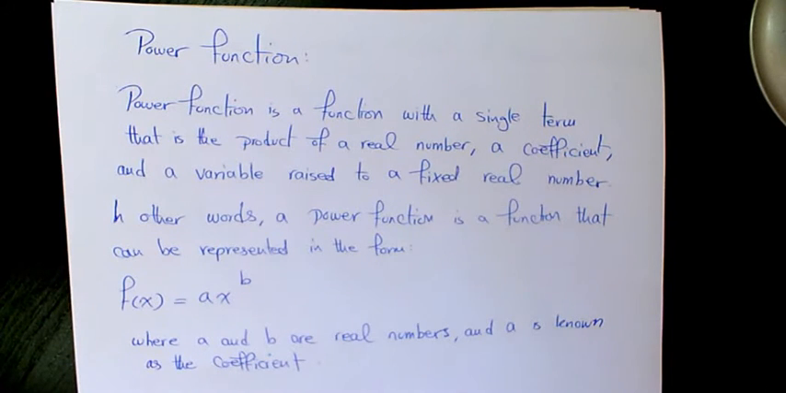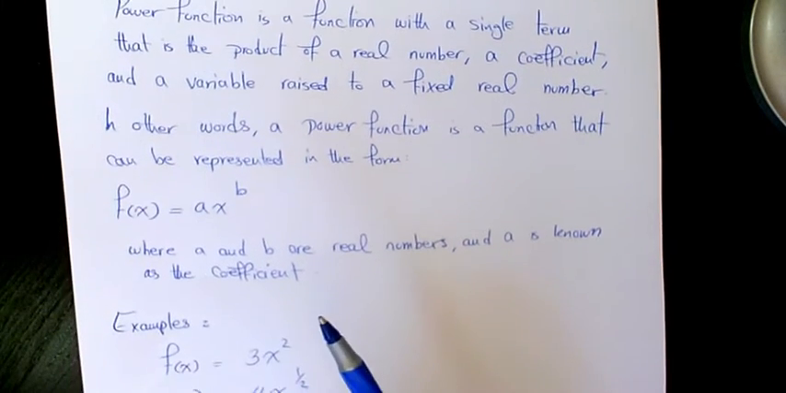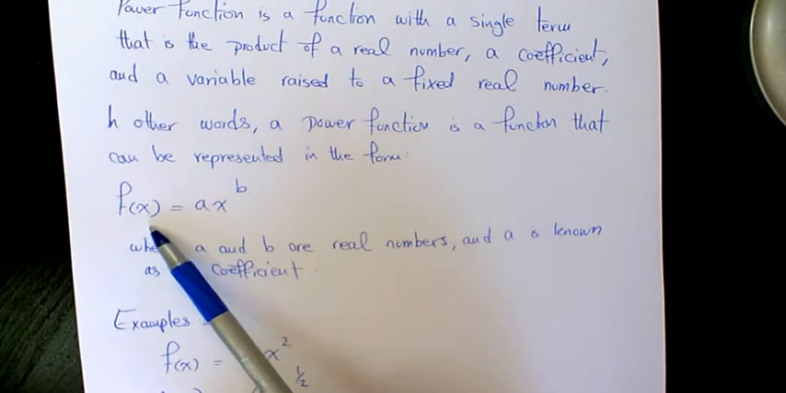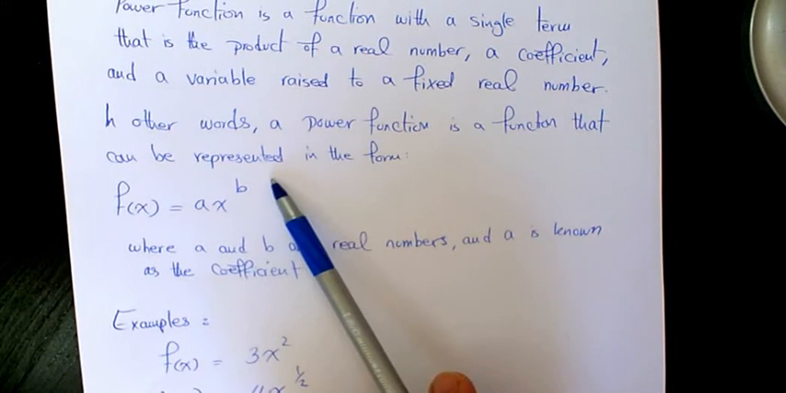Welcome to another video. In this video I want to talk about power function. Power function is a function with a single term that is a product of a real number, which is called a coefficient, and a variable raised to a real number. In other words, a power function is a function that can be represented in the form of f of x equals a times x to the power of b.